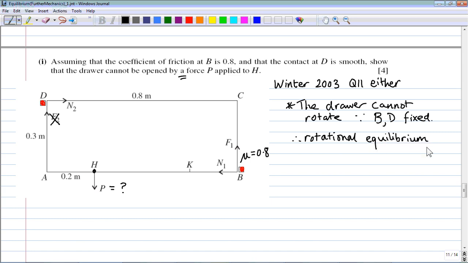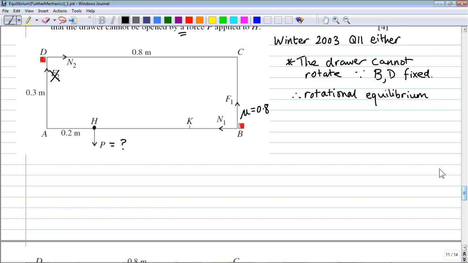So we have rotational equilibrium. That means we can do what? It means that we can take moments about a pivot, and as I discussed in the earlier videos, we can choose a pivot. It doesn't actually matter what the pivot is. We can choose any pivot, take moments, and we know the total moment, including clockwise and counterclockwise, will be 0.